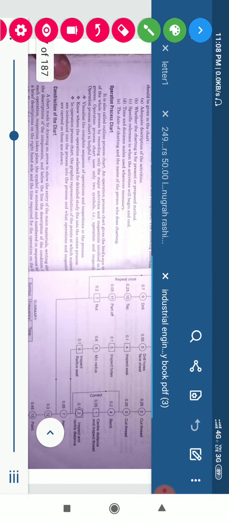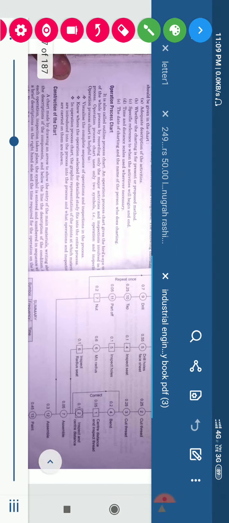And time and distance scales used wherever necessary. In some processes there is a strong requirement that the time should be mentioned as well as the distance clearly shown, so that we are in a situation to judge the shortest distance for that process. And the date of charting and the name of the person who does the charting. It is a basic requirement that when we prepare the chart, the person who makes the chart is also identified.